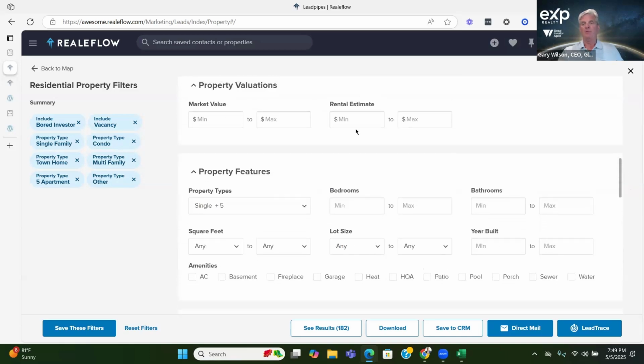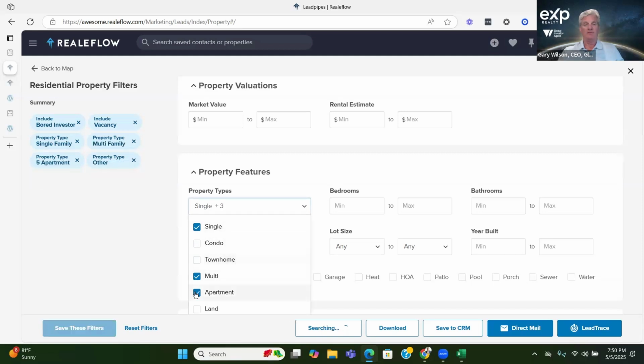Okay. I could put in rental estimates because I want properties that have the highest rent to cost basis ratio. But I'm also going to go here and eliminate condos, townhomes, and apartments and only focus on multifamily and single family homes. Most of them are going to be single family homes. In fact, here, I'll just show you. I'm going to eliminate multifamily. Look, 109 of them are single family homes.